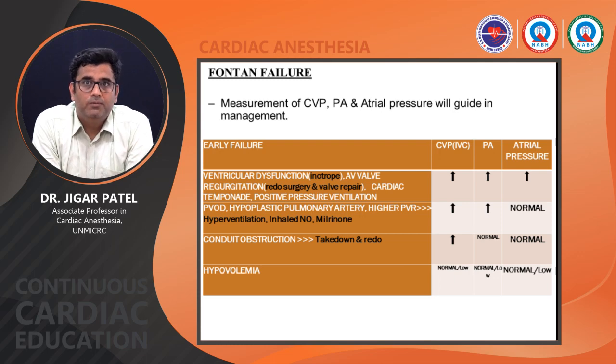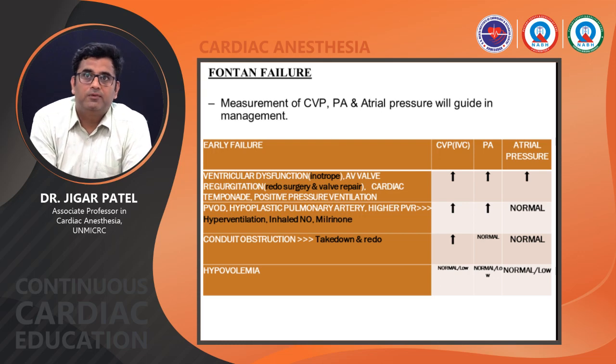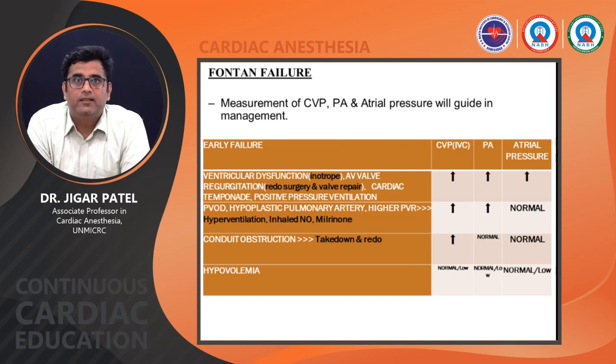So if CVP or IVC pressure, pulmonary artery pressure, and atrial pressure are all high, then there is a cause of ventricular dysfunction, and you have to give inotropes. Another cause may be AV valve regurgitation, so you have to do redo surgery or repair the valve. Other causes are cardiac tamponade or positive pressure ventilation.